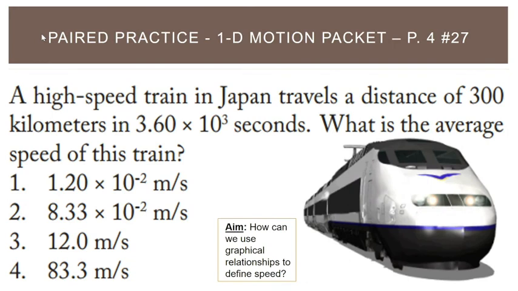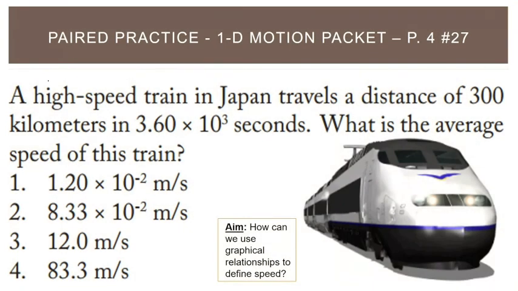Okay. This question is in the 1D motion packet on page 4, number 27, if you want to look at it separately. And it says, a high-speed train in Japan travels a distance of 300 kilometers in 3.60 times 10 to the 3 seconds. What is the average speed of this train? So let's go ahead and take a look at how to solve this.